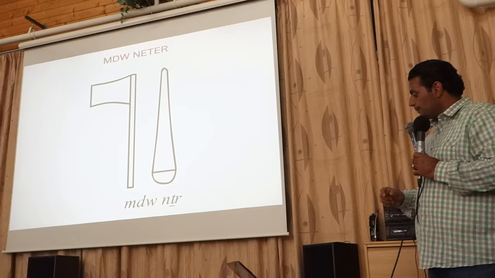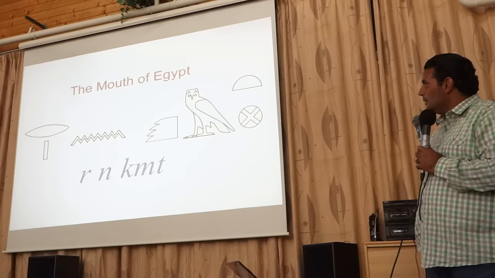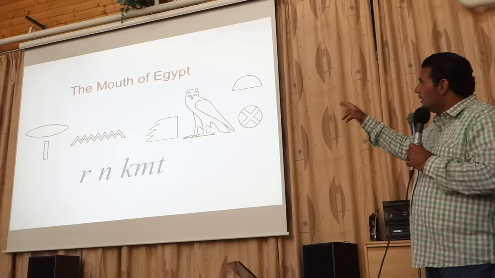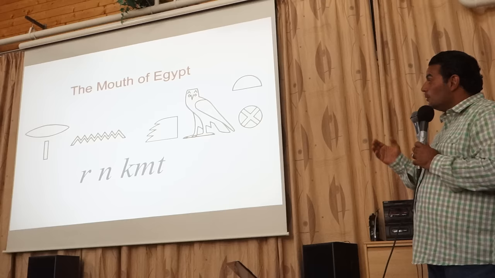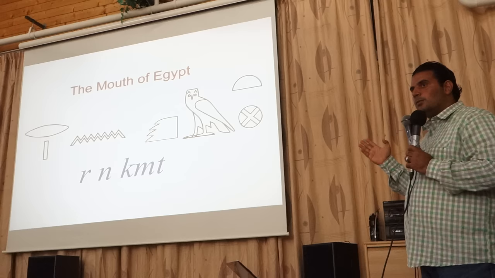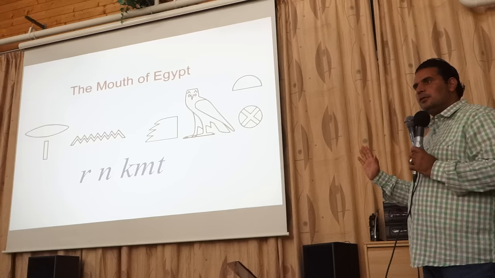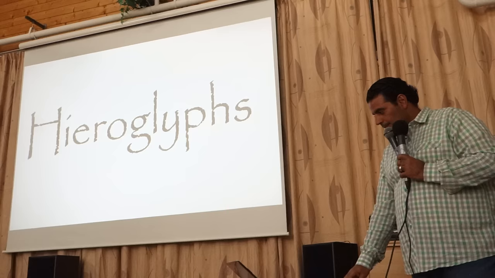Another name for the language is Ren Kemet, the mouth of Egypt. The shape to the left side is the shape of the mouth. Ren means of, and Kemet is Egypt. The mouth, or the tongue, or the language of Egypt. As I told you, they were proud of this language, and they believed that no one shared or gave any opinion or added anything to the language. It came to them completely perfect, and there is nothing more to add.